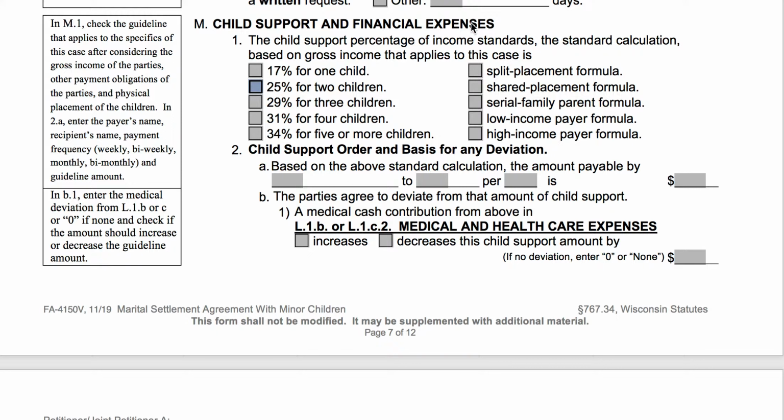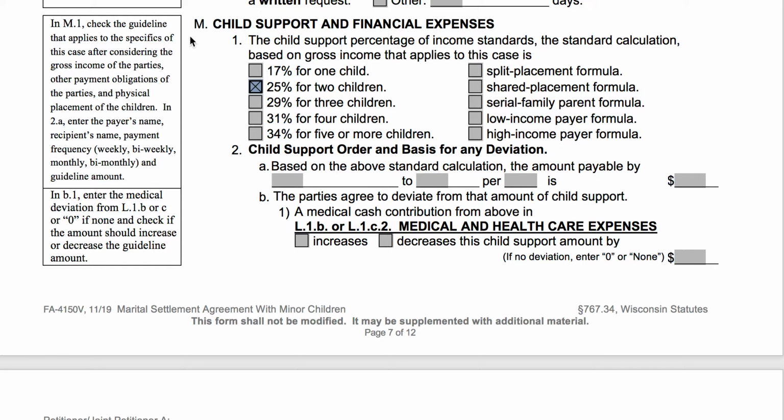So for simplicity's sake, I'm going to go ahead and indicate that, again, John and Jane fall into the percentage standards. If you are in one of these and you want information about them, we do have videos coming out about the shared placement formula and the low income payer formula. If you fall into one of the other categories, again, your local child support website or the Department of Children and Families, you can find calculators there for those.